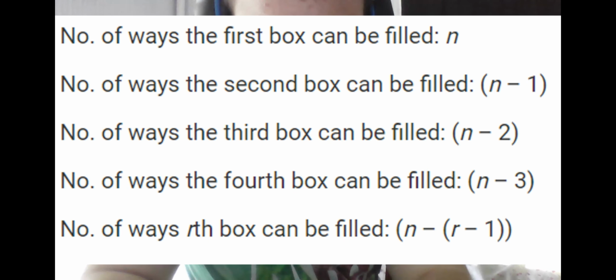This means that if we have n objects we want to put into all these boxes, the number of ways you can fill in the first box is n. The number of ways you can fill in the second box is n minus 1, as the first box already has something in it. And by the same exact logic, the third box has n minus 2, the fourth box n minus 3, etc. So we conclude that for the rth box, the formula for the number of ways it can be filled is exactly n minus (r minus 1).